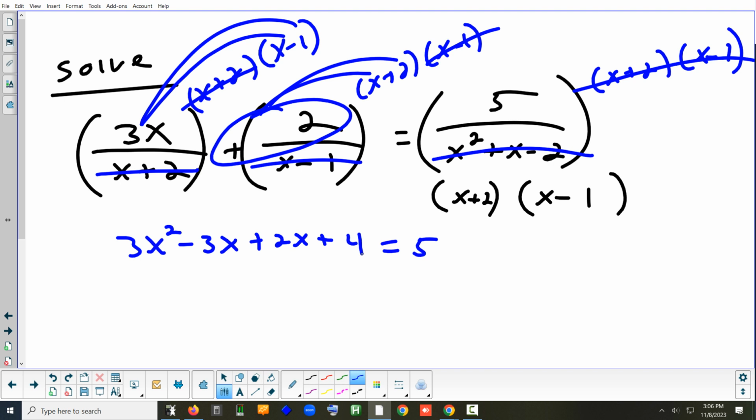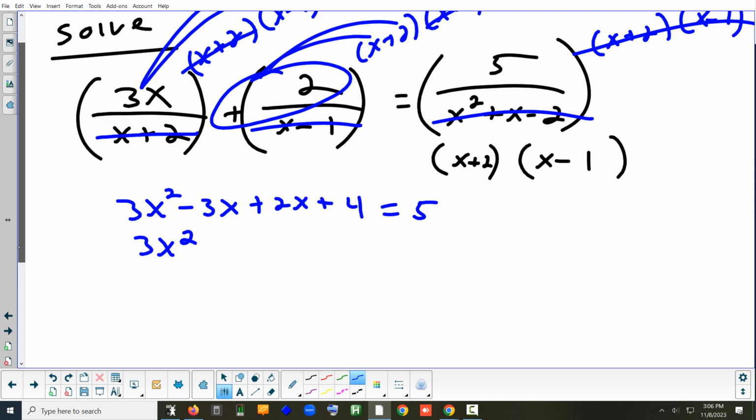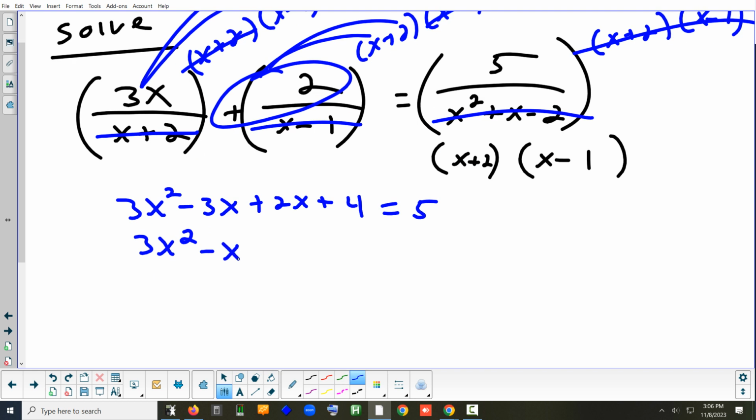All right, is that a quadratic that we have to solve? I got 2 yeses and a no, so I'm going to go with the yes. Yeah, that is a quadratic because the highest exponent is a 2. So we want to combine everything and get it all on one side. What's negative 3x plus 2x? Negative x. And let's bring the 5 over. What's 4 minus 5? Negative 1.